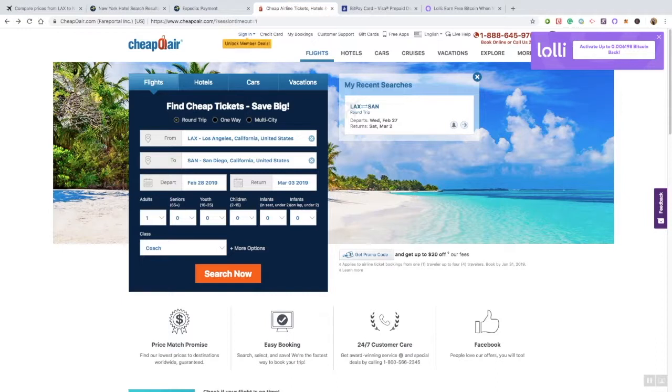So for example, let's see, activate up to 0.006198 Bitcoin back. Okay, and so once you purchase with this extension enabled, of course you need to click on this, it will factor the amount of your trip into Bitcoin, and then you'll get that amount back after you purchase. So if your flight is say $1,000, you'll get a percentage of that back in Bitcoin based on what Lolli says as the Bitcoin back amount.